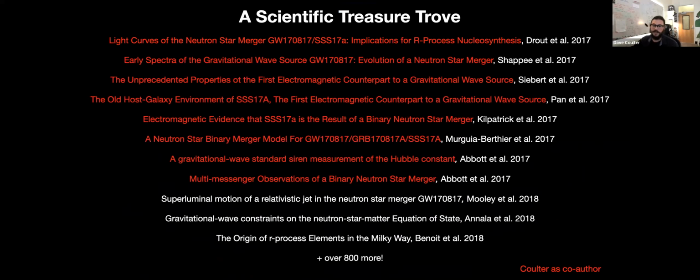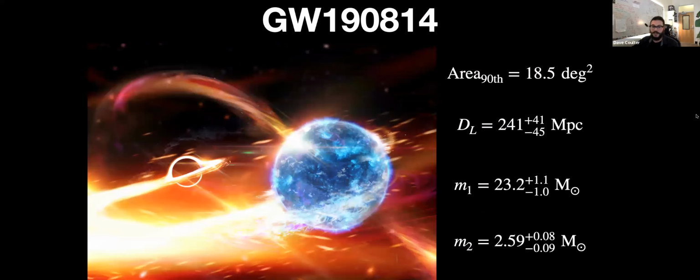There was lots of work done in everything from the speed of gravity to the physics of short gamma ray burst, the R process that we're talking about today. And it really whet our appetite to continue engaging with the observation campaigns of LIGO, looking for these counterparts. And so in O3, I want to talk about this particular object, GW190814. This was a neutron star black hole merger, we thought at the time.